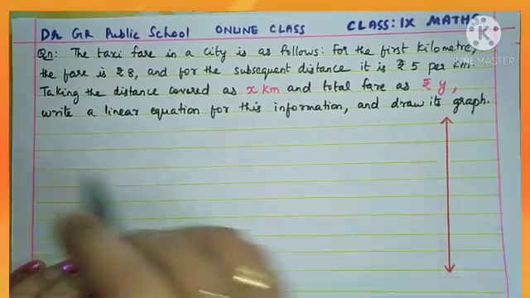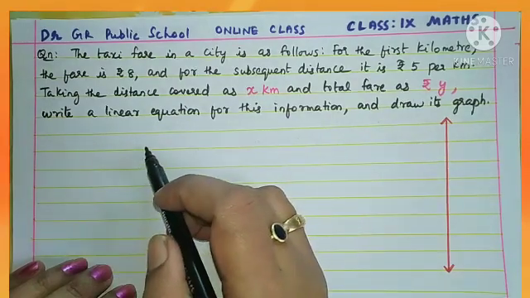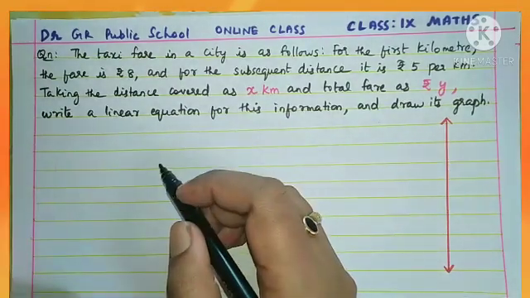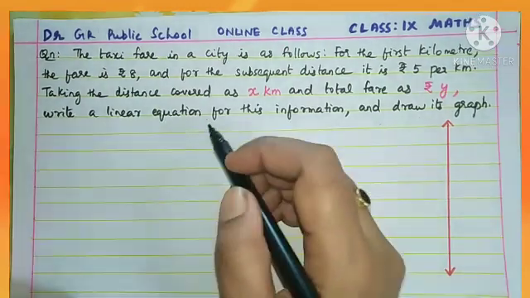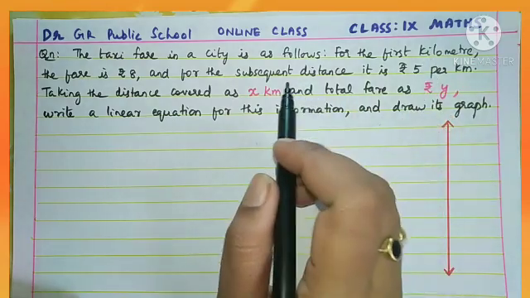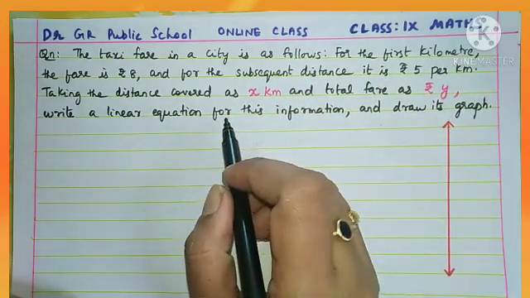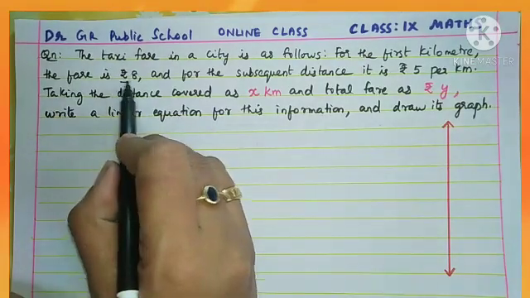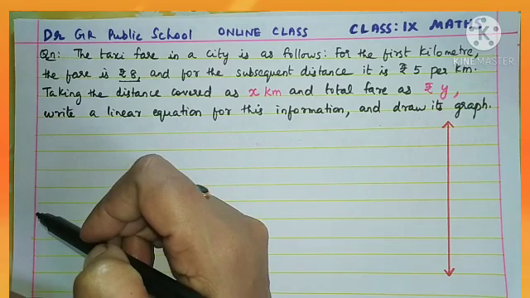Yes, I will explain. In a city, the taxi fare is told. Okay, we are traveling in a taxi. So, about the taxi fare, what is told? For the first kilometer, if we travel 1 kilometer in this taxi, we need to pay how many rupees? 8 rupees. Okay, for the first kilometer, the fare is rupees 8.